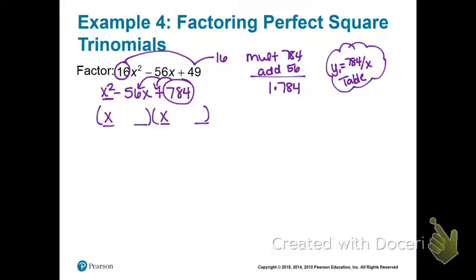So we go to your table, you'll see a bunch of numbers, and look at 1. 1 has 784 next to it. 2 has 392. So that means 1 times 784, 2 times 392. 3's got a decimal. I don't want to use it. 4 times 196. 5's got a decimal. 6 has a decimal. 7 times 112. 8 times 98.